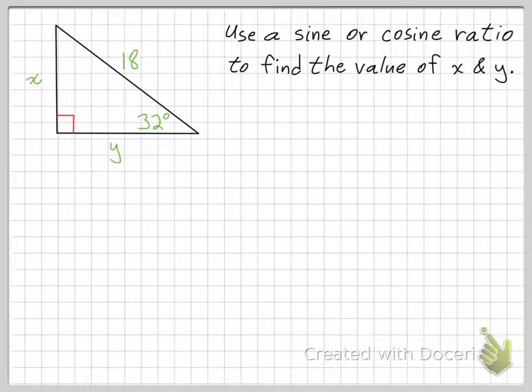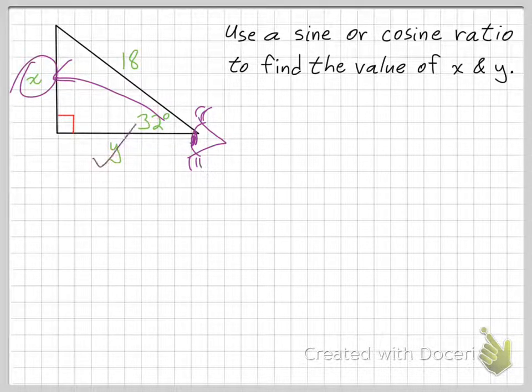A typical problem you'll get is like this. Use a sine or cosine ratio to find the value of x and y. First let's try to find the value of x. In relation to my 32 degrees, I would put my eyeball right here at 32 degrees. I need to find out what x is, and x is my opposite. I don't have any information about my adjacent. I just have information about my hypotenuse. So all I know about is opposite over hypotenuse.